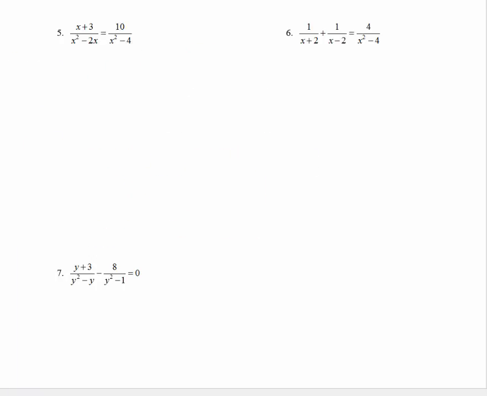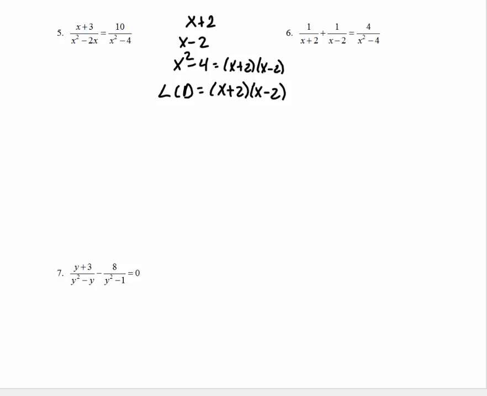Number 6. 1 over x plus 2 plus 1 over x minus 2 equals 4 over x squared minus 4. First thing we need to do is find the LCD. Well, I had an x plus 2, I had an x minus 2, and x squared minus 4 will factor into x plus 2 times x minus 2. So I'll see that the LCD is the x plus 2 times the x minus 2. So what will I do with that? I'll multiply every term by x plus 2 times x minus 2.